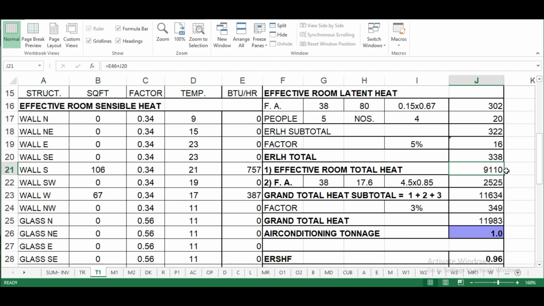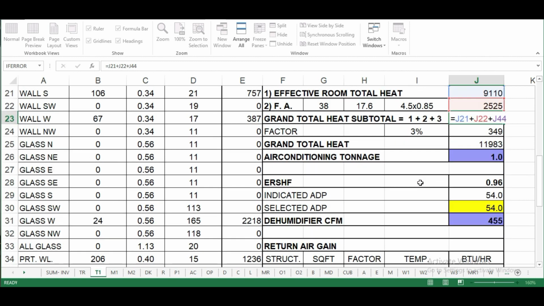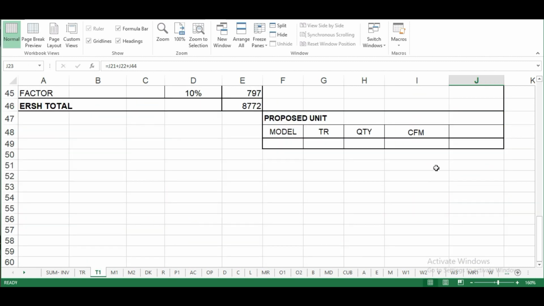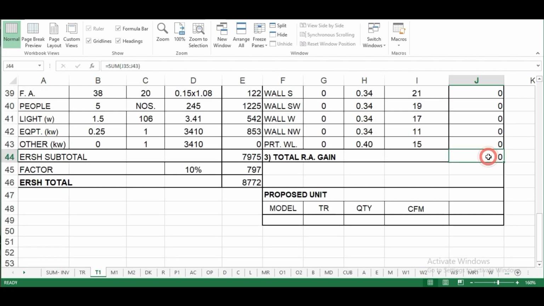Next is grand heat subtotal. What is the grand heat subtotal? As you see over here, J21, that is J21 effective room total heat, plus J22, that is the 2525, that fresh air. And next is J44. What is the J44? J44 is the return air requirement. This is the J44 as you see.